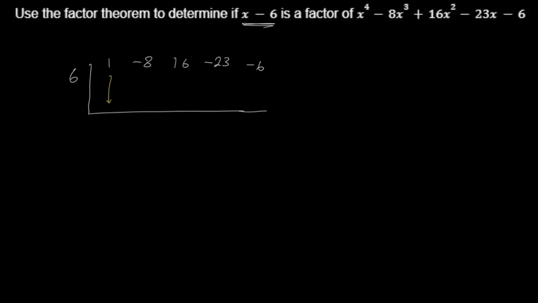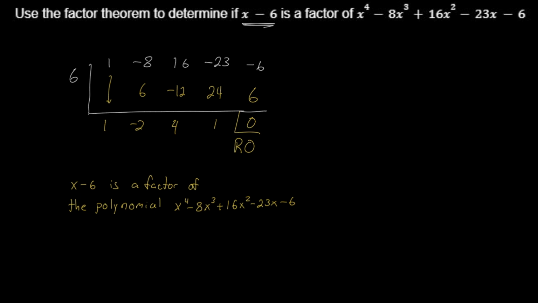And just following through, drop down the 1. 6 times 1 is 6. Negative 8 plus 6 is negative 2. And then multiply to get negative 12. We'll add again to get 4. Multiply again to get 24. Add vertically, we get 1. And 6 times 1 gives us 6. Negative 6 plus 6 is 0. So our remainder is 0. According to the factor theorem, if the remainder is 0, then x minus 6 is a factor of the polynomial.